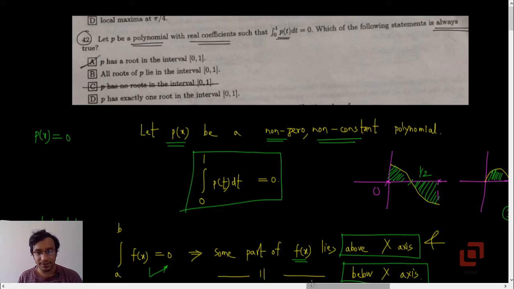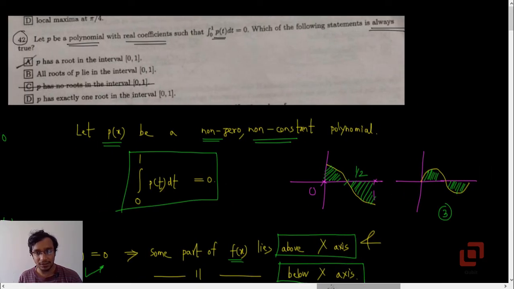Now these figures are telling us, the figure on the right hand side, that the polynomial need not have exactly one root in the interval. In this case it has 3 roots: 0, 1 upon 2 and 1. So D is also ruled out. And you can say intuitively that all roots of P need not necessarily lie in the interval 0 to 1. So A is the right option, but we need to provide solid arguments supporting the statement that we are making.